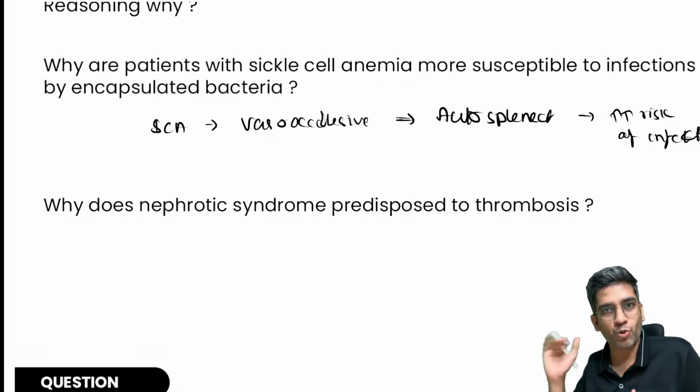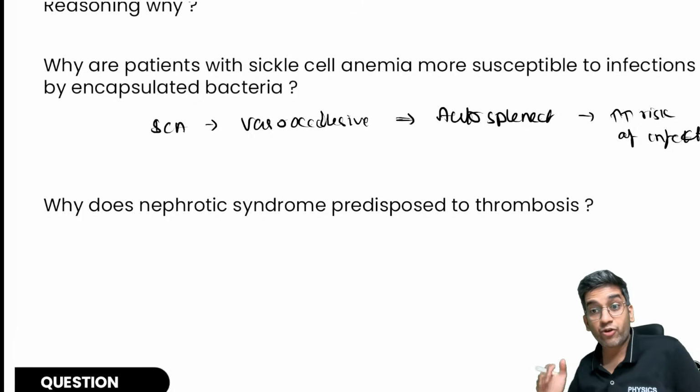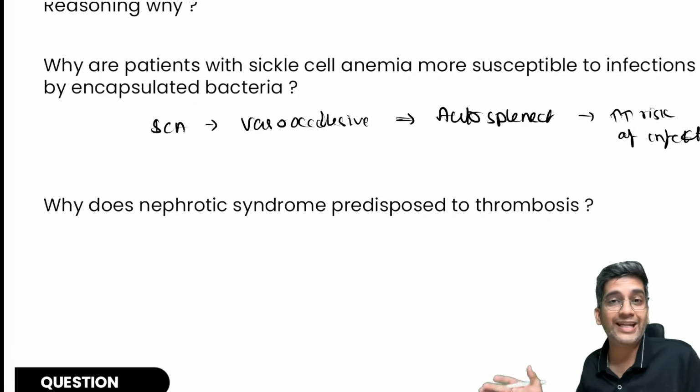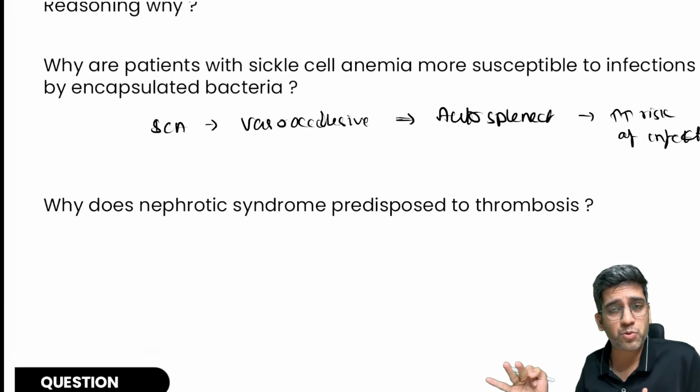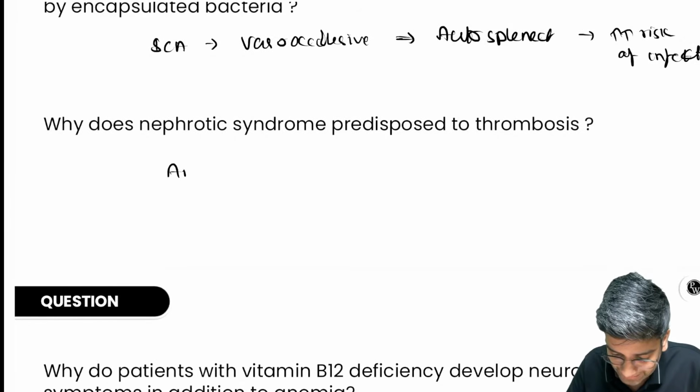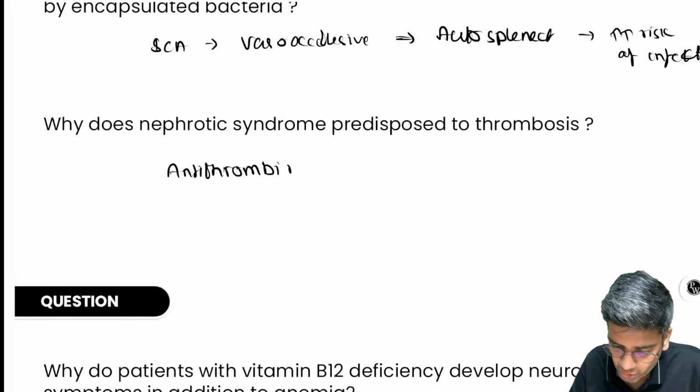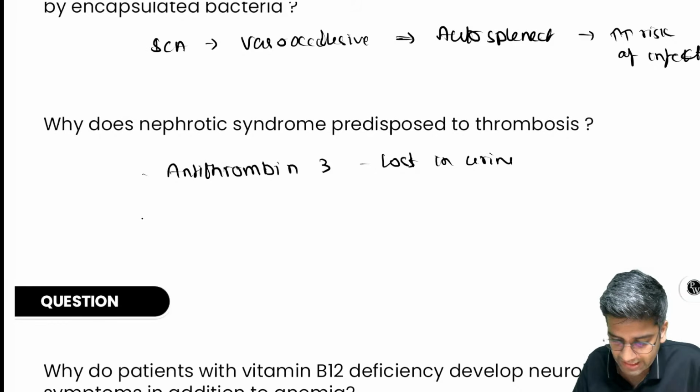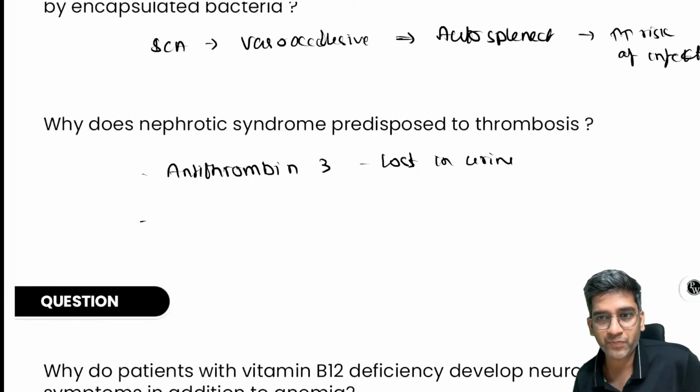Nephrotic syndrome loses protein. It also loses antithrombin 3. It loses fat, causes hyperlipidemia. It loses protein, results in edema, albumin, right? It loses antithrombin 3. Since antithrombin 3 is lost in urine in nephrotic syndrome, that results in increased risk of thrombosis. I'll add one more reasoning why question here.